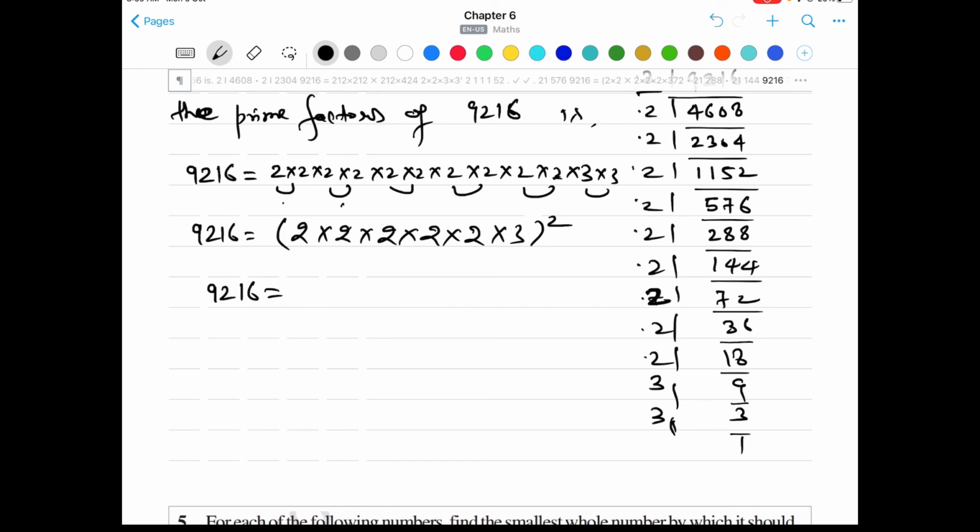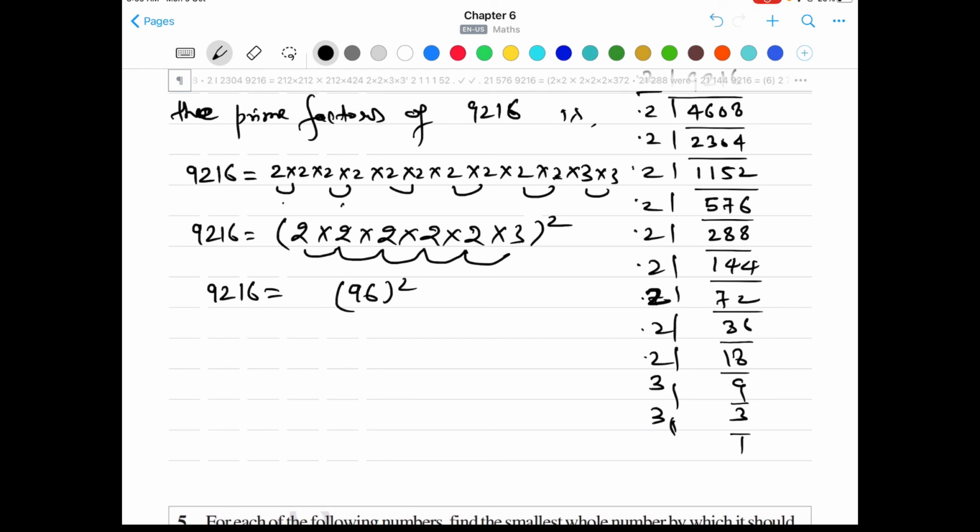So 9216 is equal to, now multiply the numbers. 2 into 2 is 4, 4 into 2 is 8, 8 into 2 is 16, 16 into 2 is 32, 32 into 3 is 96. So that is 96 square.